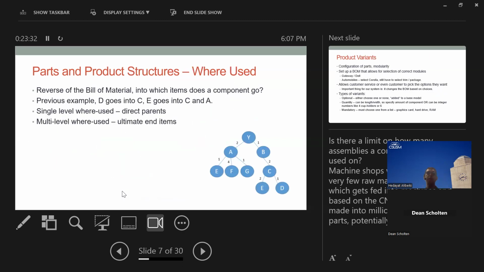So, where used chart. Where used also is the reverse, right? Instead of having the end item on top, we go inverse. We put the sub items, the raw material, on top, and then go inverse, right? And then we have single level, multi-level, and so on and so forth.